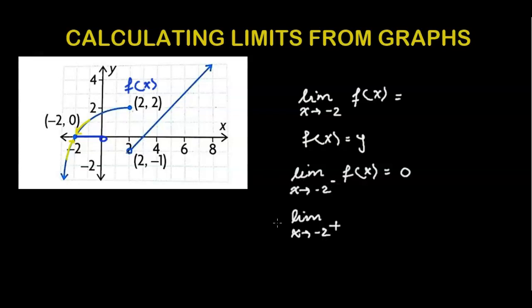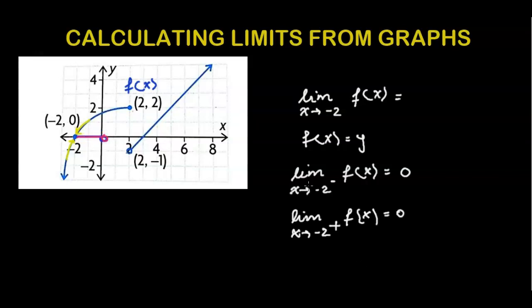Next we have to check when we walk on the graph from right to left towards -2, and that can be written as limit x approaches -2 positive. Positive means we are walking from right to left. We want to find out what the y value is when we are approaching -2 from right to left. And we again notice that we are reaching y equal to 0.